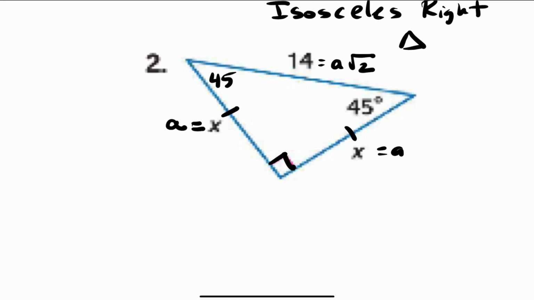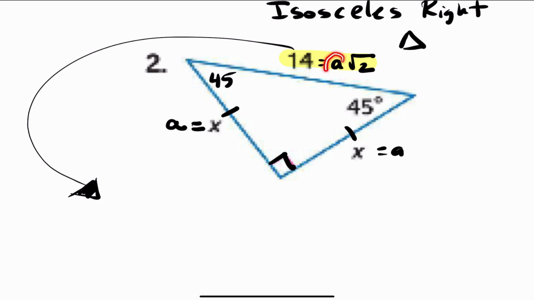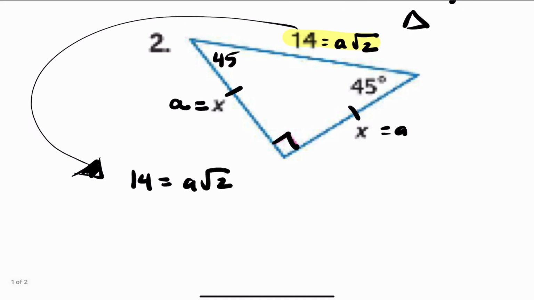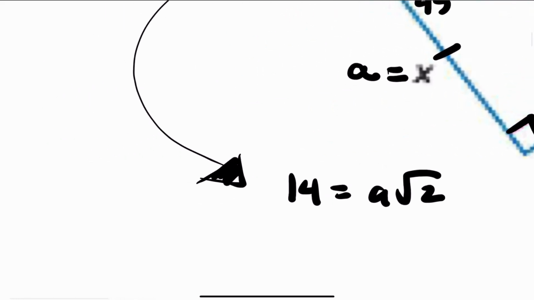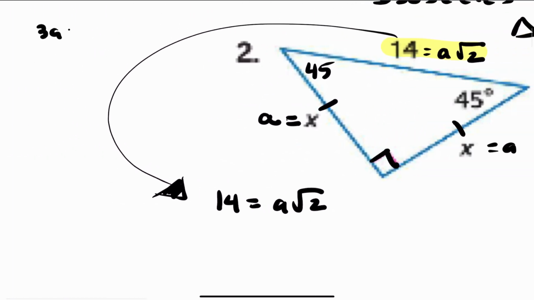So I'm going to highlight this for now, and I'm going to solve for the desired variable. I'm going to solve for A. So 14 is equal to A root 2. Now, think about this because I'm trying to get A by itself, right? We have A times a number. If I were to give you something like 3A is equal to 6 and I'm solving for the variable A, I've got to divide both sides by 3. So A is equal to 2.